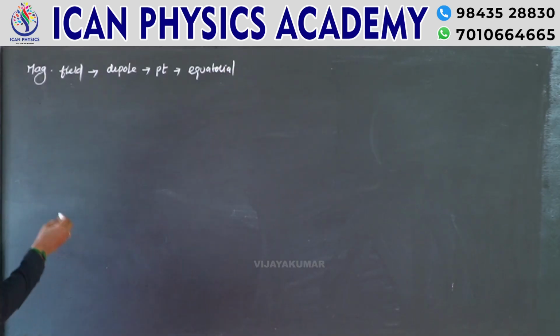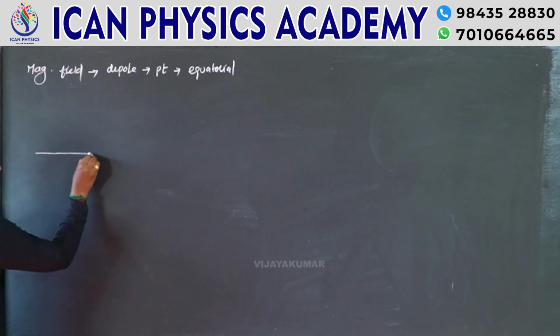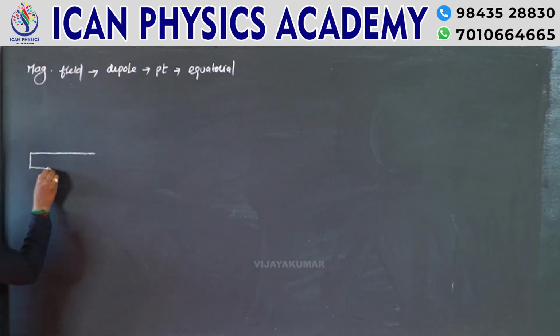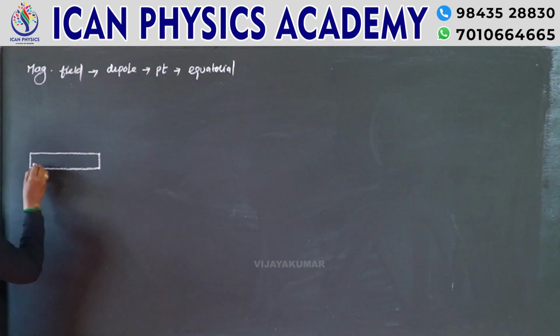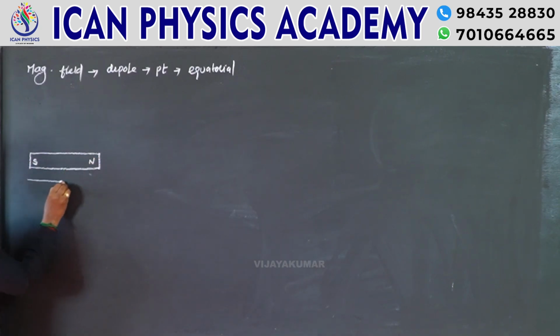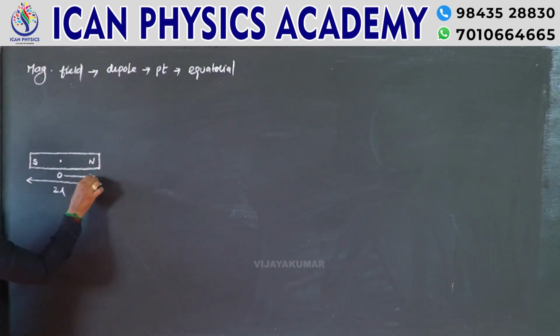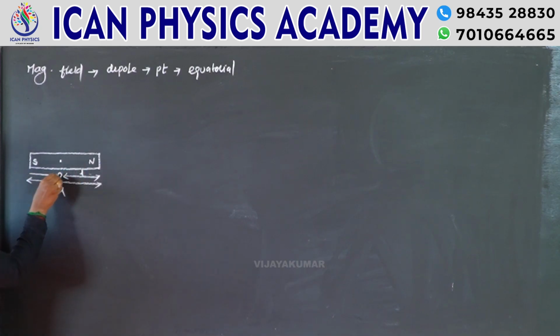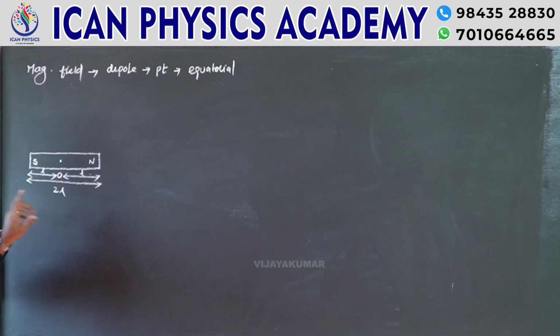Okay, so let us consider a bar magnet. It has a south pole and a north pole. The distance between the two poles is taken as 2l. Exactly the midpoint is taken as O. O to N distance is taken as L, and O to S distance is taken as L. So L plus L is 2L.